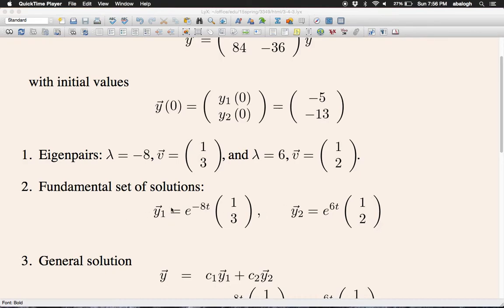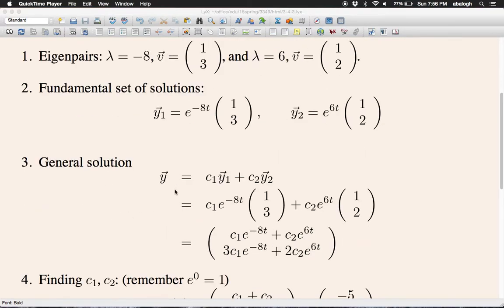Once we have a fundamental set of solutions y1, y2, then the general solution to the differential equation is y equals c1 y1 plus c2 y2. This is how we write it out. The c1 and c2 and these exponentials are scalars, so we can multiply the vector component by component, and then we can add together the two vectors to get these two components of the solution vector.